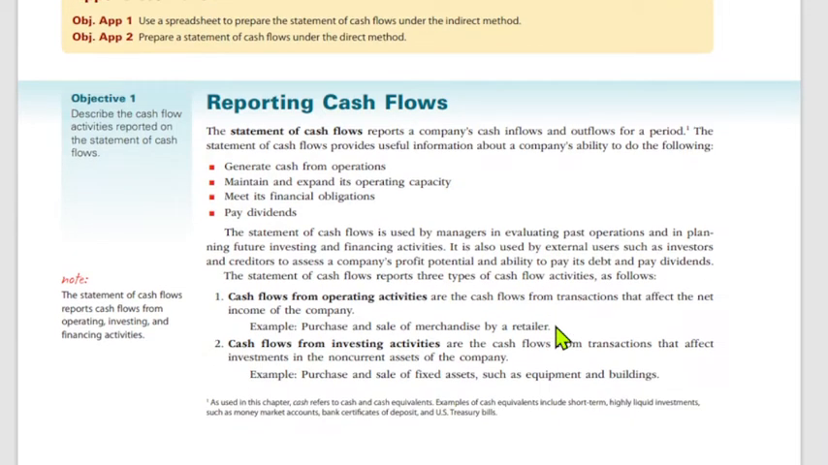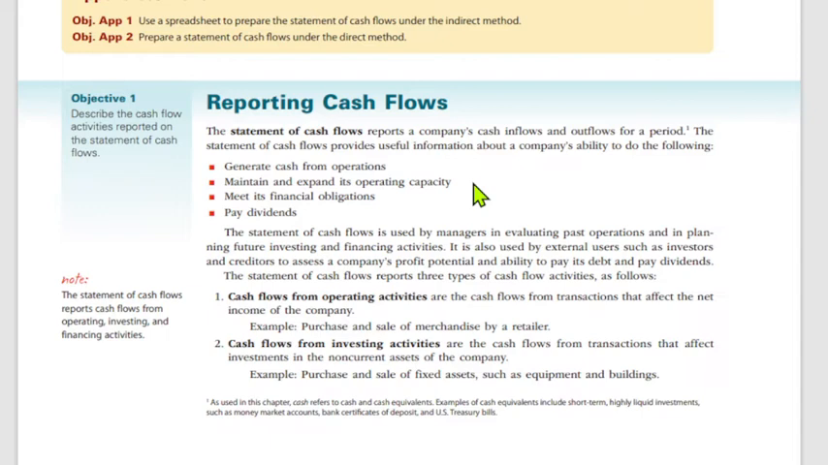Okay, we know that when we refer to the statement of cash flows, this is a company reporting the inflow or outflow of its cash resources for a particular period. So we consider the generation of cash from operations, the maintenance and expansion of the operating capacity, the meeting of our financial obligations, and the payment of dividends. So there are classifications between these cash flows. The flows from the operations, flow from investments, and flow from finances.